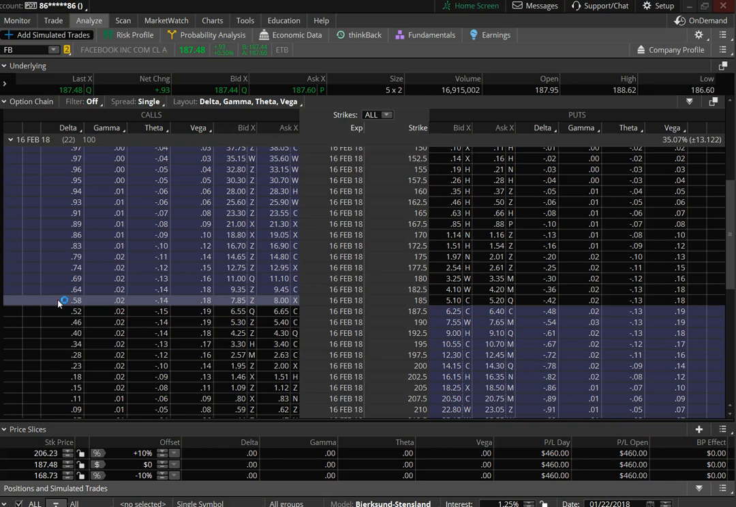Now, remember what I said about delta being the probability of being in the money at expiration. However, between now and expiration, anything could happen. So between now and expiration, I could get nice gains, you know what I mean? But expiration is when it all comes to pass, so we don't really like to hold until expiration.